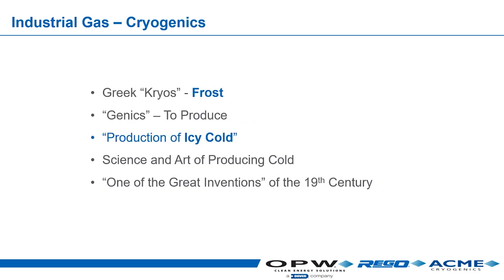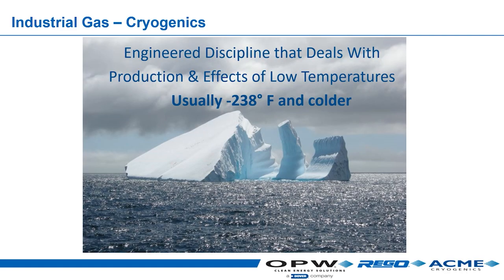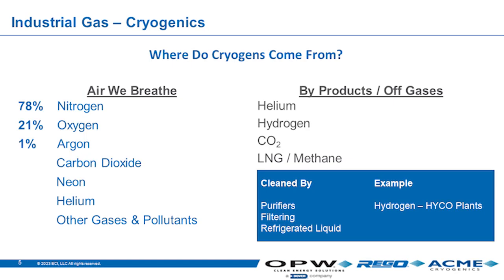Cryogenics is basically the production of cold, right? So anytime you hear a cryogen or cryogenics, just think cold. It is an engineered discipline that deals with the production of it and also low temperature. So to get a cryogenic in a liquid state, you've got to be at minus 230, 240 degrees Fahrenheit. So it's really cold.